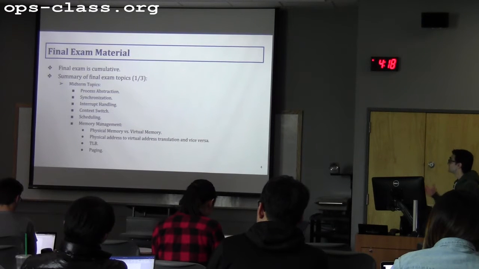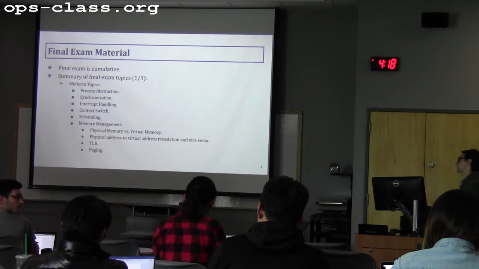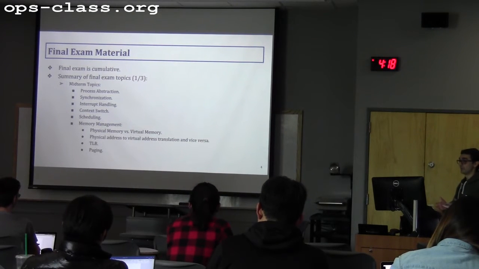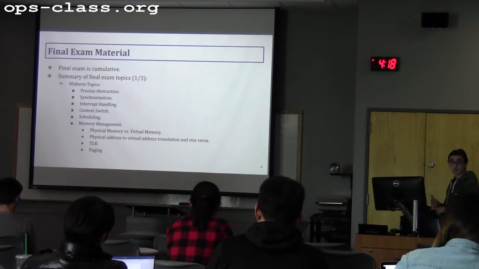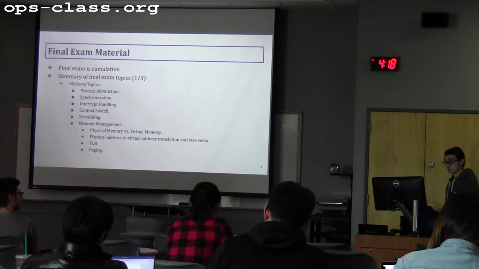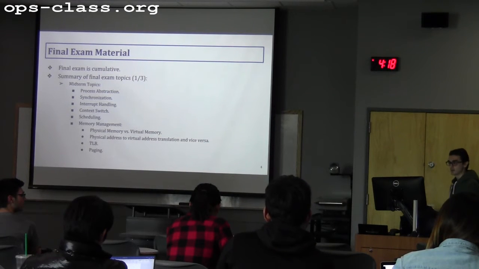Memory management is basically physical memory versus virtual memory. You should know how we handle physical memory. We talked about the core map, and for physical memory, what are the limitations of physical memory versus virtual memory? And then we move into virtual memory. We have the address space, virtual addresses, how virtual memory is managed, how we translate physical to virtual addresses and vice versa, how the TLB works, why we need a TLB, and then paging. We have the page table, with several data structures we presented for implementing the page table.